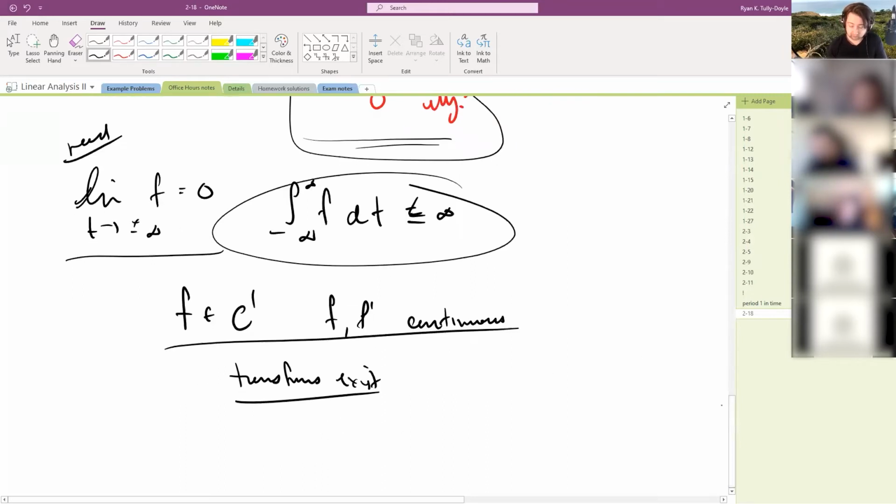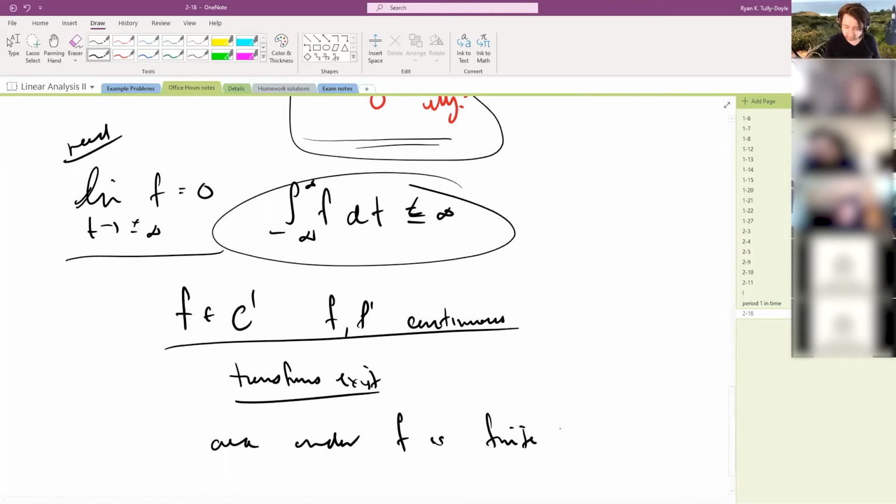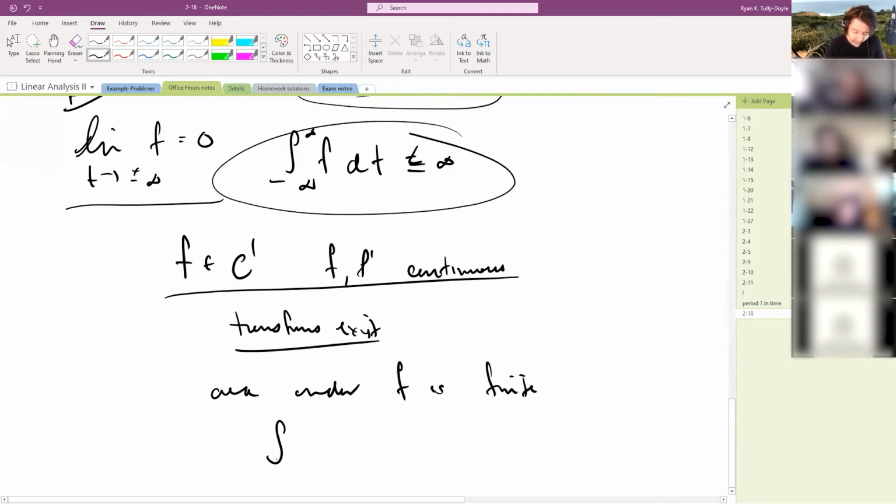And what else do we need? We need the fact that the area under f is finite. Because if the area underneath f isn't finite, then it wouldn't even make any sense to write the integral down to begin with, right? You would never write down an integral from minus infinity to infinity, or a Fourier transform, of a function for which this area was not finite. Why do I say less than or equal to infinity? Less than infinity. All of these things need to be true.